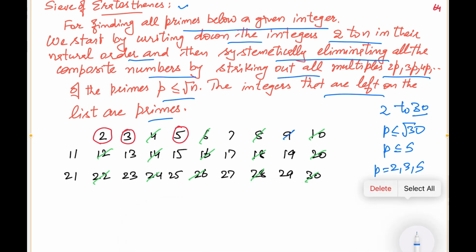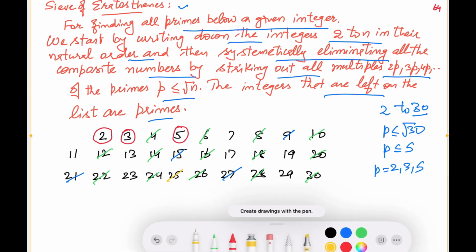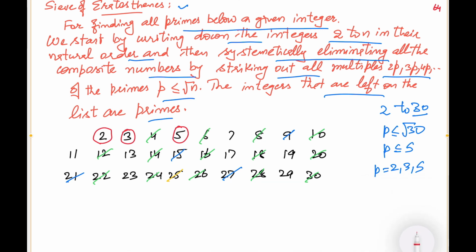So they are 9, then 15, then 21, 27. Now we will strike out multiples of 5. Multiples of 5, there is only one number, that is 25. So the numbers we are left with are the required primes. So what are they? 2, 3, 5, 7, 11, 13, 17, 19, 23 and 29. So these are the required primes that lie between 2 and 30.